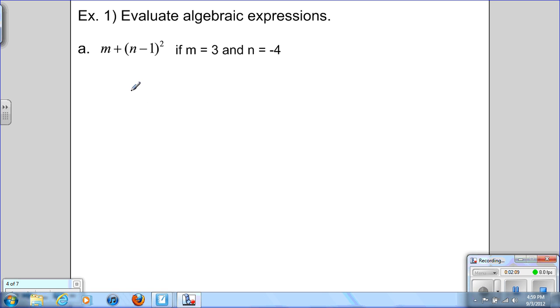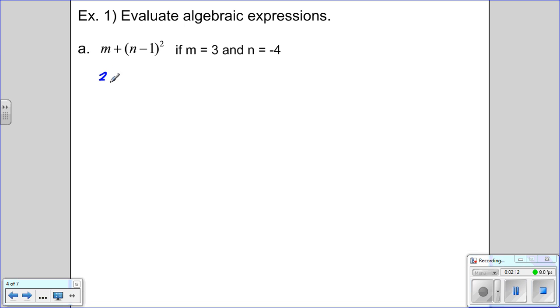Okay, so if we have m is 3, I'm going to replace it there, plus, I'm just going to follow the original expression here. Then we have parentheses. Instead of n, I'm going to plug in the value of n, -4 minus 1 in parentheses squared. Okay, so there's our expression. Now we've replaced the variables with their values. Now, following order of operations, what should I do first? The parentheses. So we've got 3 plus, now in the parentheses, I have -4 minus 1. That's -5, and that's squared.